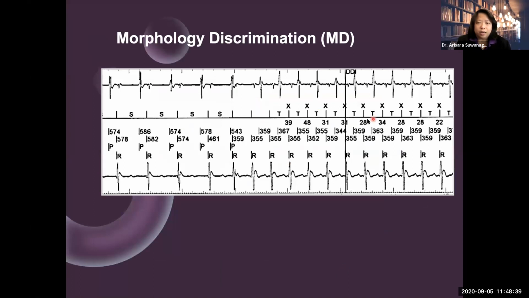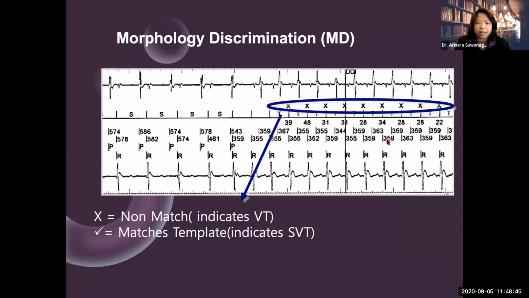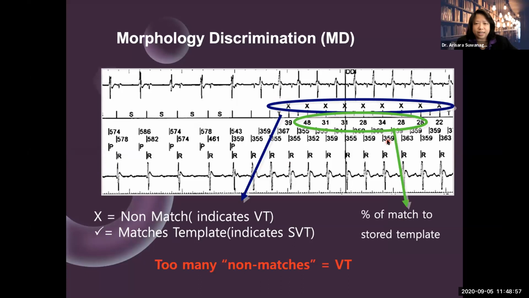And when they look, they will see how much percentage match. You can see that if it's not matched, it will indicate VT. If it matches, it indicates SVT. And the percentage match of the stored template is very, very low. So this is called VT.